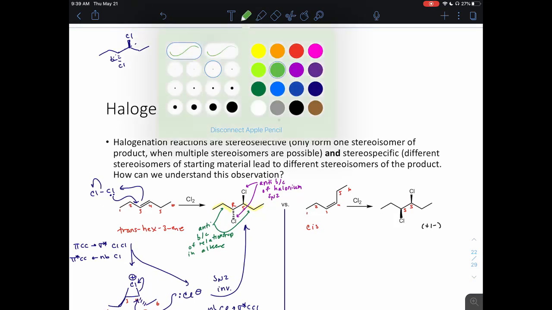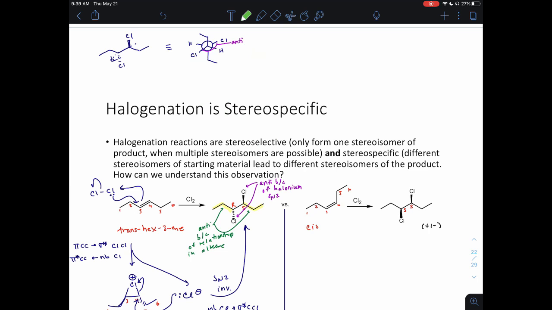And then we can see an anti means a 180-degree dihedral angle, right? And we can see that the alkyl groups are anti to one another, another 180-degree dihedral angle. And again, that is coming from their trans relationship in the starting alkene.